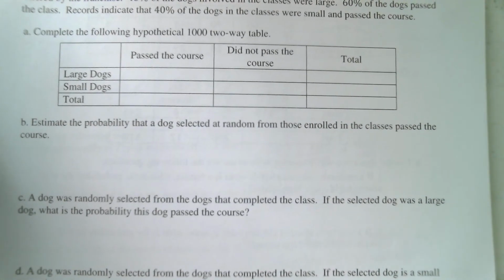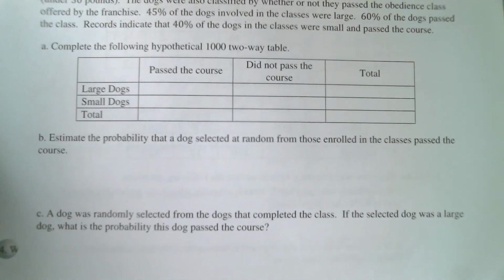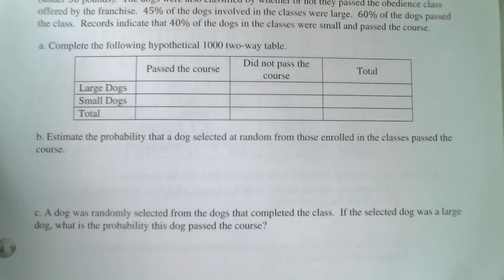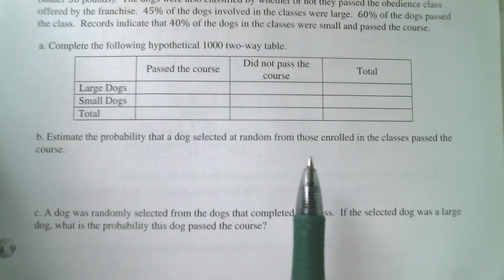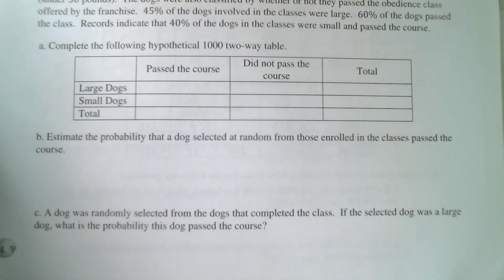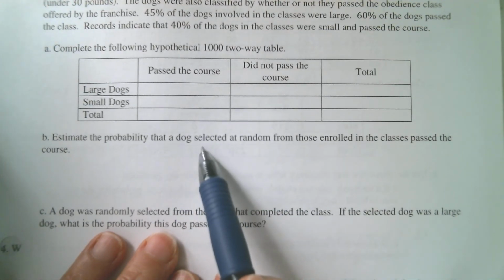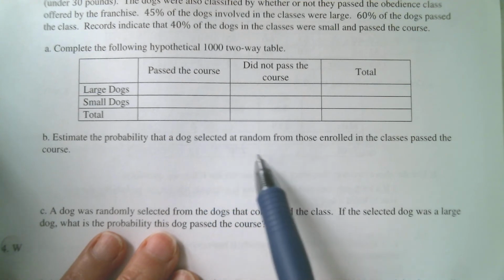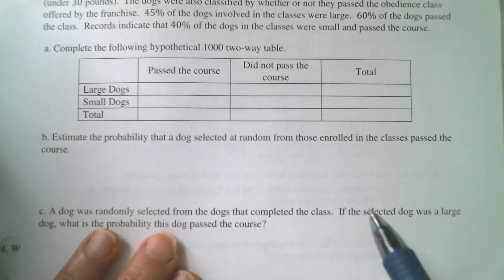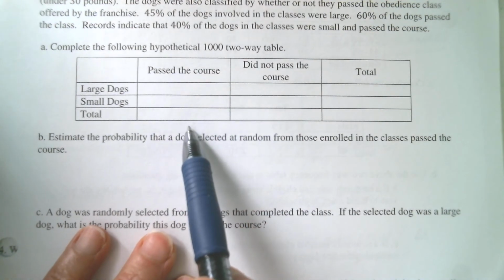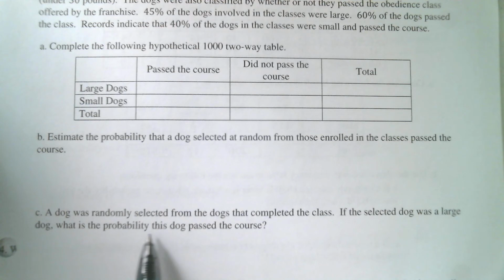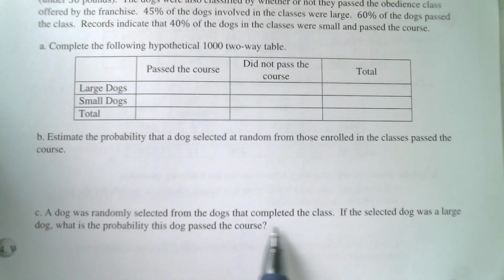And just to be sure that you get started on it correctly, I think you have no problem filling in the hypothetical 1,000 table. The first part is estimate the probability that a dog selected at random from those enrolled in the class, so that means you're only looking at dogs enrolled in the class, pass the course. No problem there. A dog was randomly selected from the dogs that completed the class.